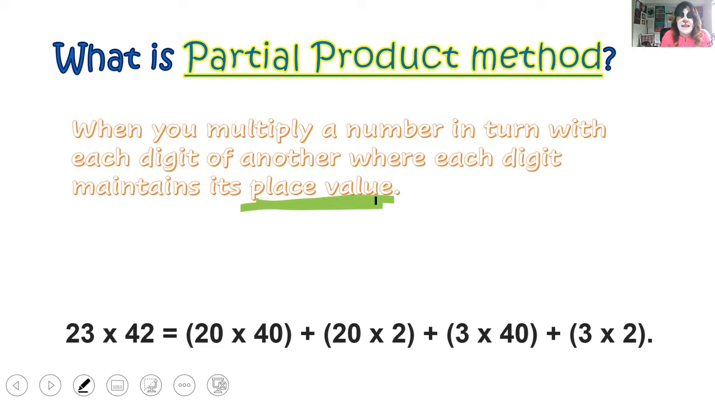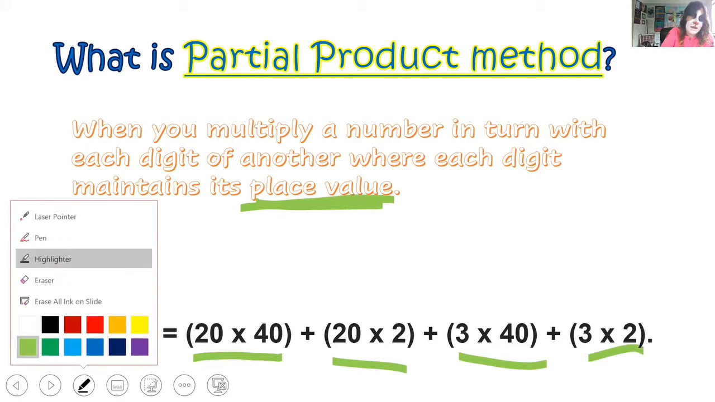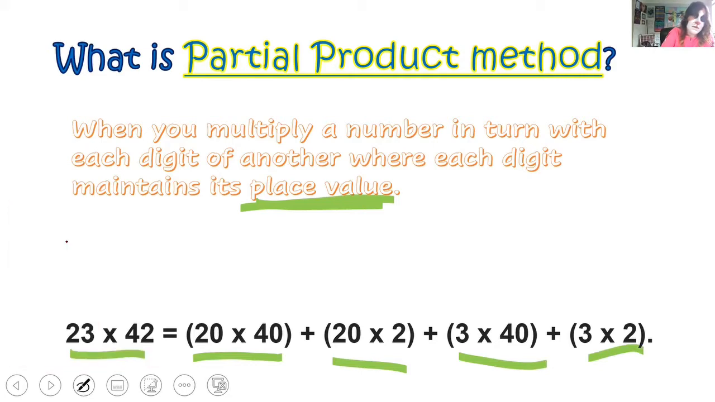So, looking at this equation, 23 times 42, it becomes all of these different partial products, okay? Because when we break apart 23, for example, 23 is really just 20 plus 3, because the 2 is in the tens value and the 3 is in the ones value, and 42 is really just 40 plus 2, again, because the 4 is in the tens value and the 2 is in the ones value place. Okay?